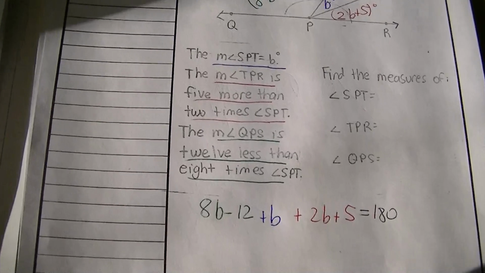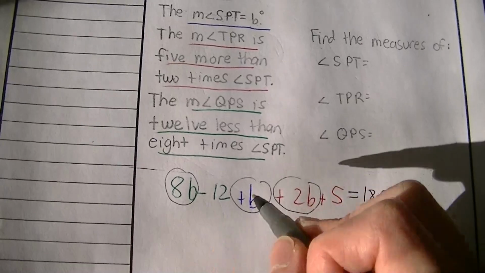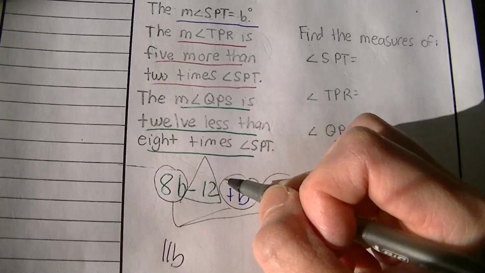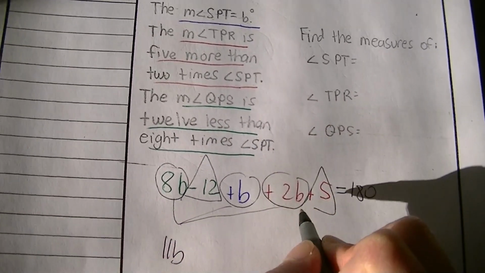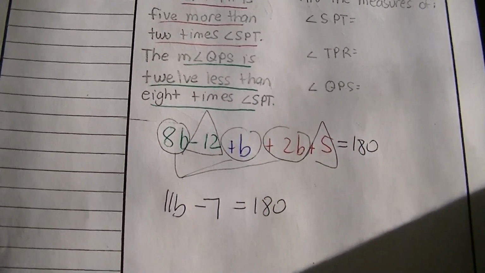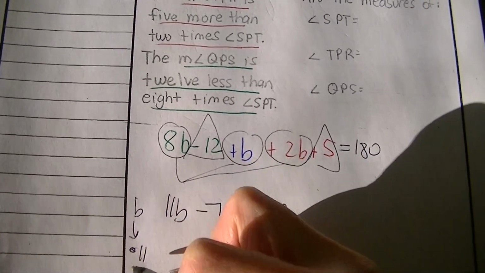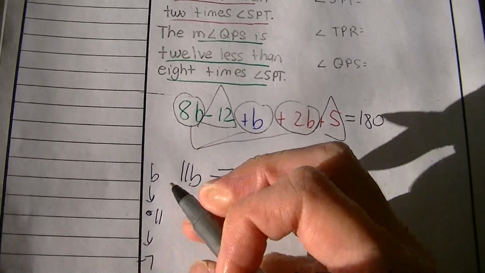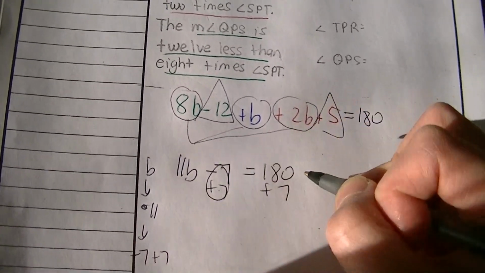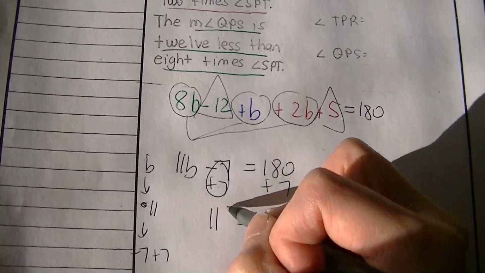Okay? So from here, we're just going to go ahead and simplify this thing. 8B plus 2B plus B, 8, 9, 10. So that's 11B. And then negative 12 plus 5. Negative 12 plus 5 is negative 7. And that's going to equal 180 degrees, okay? Now we could totally build it. Start with B, multiplied it by 11, then we subtracted 7. The inverse operation of subtracting 7 is to add 7, so you're going to do that to both sides of the equal sign. Negative 7 plus 7 is 0. 180 plus 7 is 187. Bring down your equal sign, bring down your 11B.